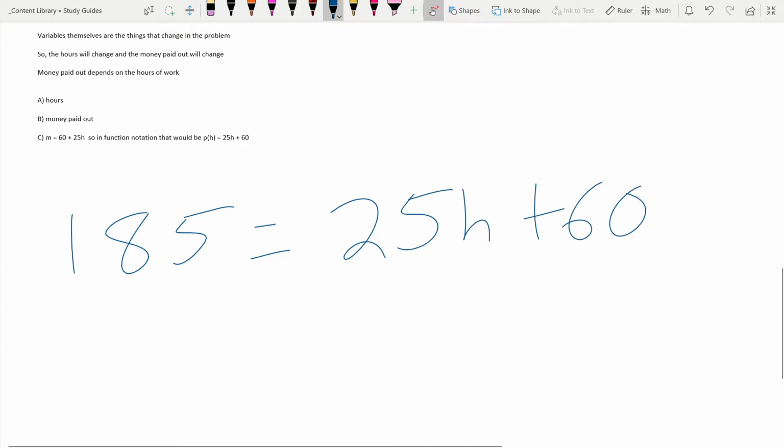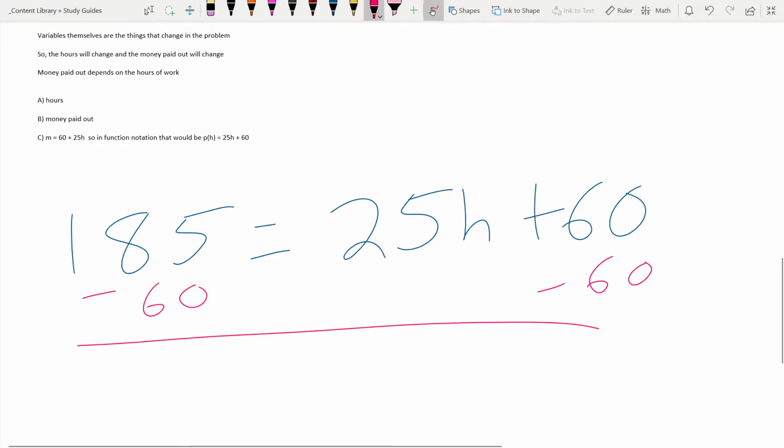Now we just do some of our solving that we learned last chapter. We get rid of the standalone number first, so we subtract 60. And that gets us down to 125 is equal to 25H.